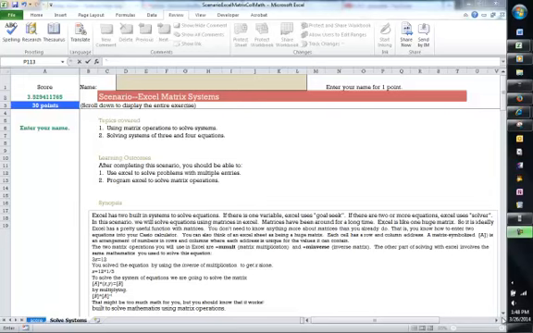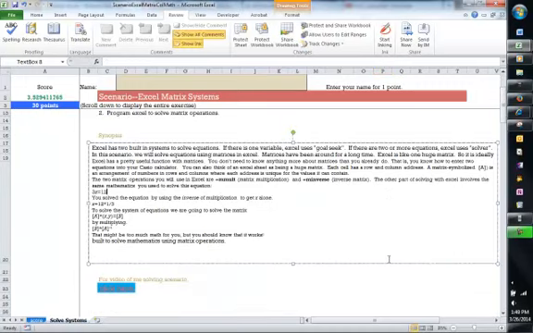This scenario is on using Excel matrix functions. We're going to use Excel matrix operations to solve systems of 3 and 4 equations. We'll be able to solve multiple entries and program Excel to solve matrix operations. So Excel does do matrix operations. Let's see how that works.